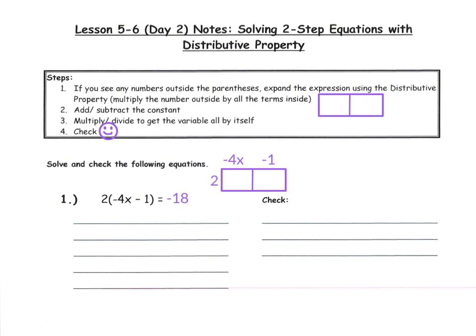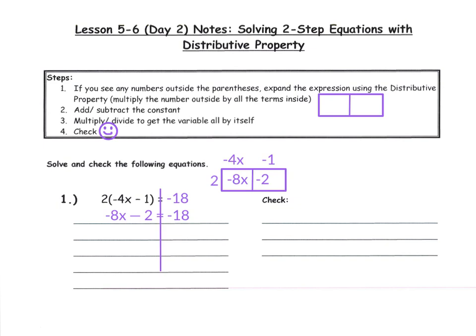So on the side here, I need to multiply the 2 times the negative 4x. 2 times negative 4x is negative 8x. And then on the side next to that, we're doing 2 times negative 1. 2 times negative 1 is negative 2. So now I can go put that negative 8x minus 2 in place of the 2 times negative 4x minus 1 because I did this distribution using the area model.